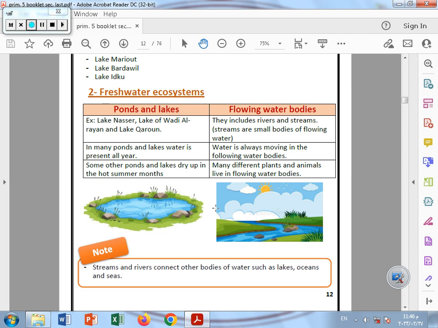As examples of ponds and lakes, we have Lake Nasser, Lake of Wadi Rayyan, and Lake Qarun. They are freshwater lakes. In many ponds and lakes, water is present all the year, but sometimes some ponds and lakes dry up in the very hot summer months. So the plants and animals in this place will adapt to this dryness of the water.